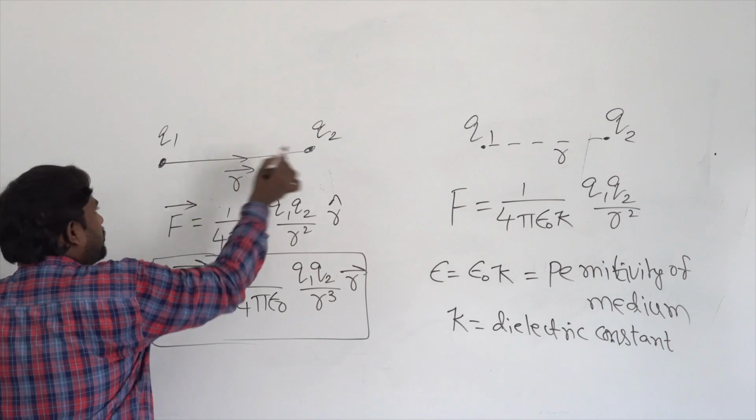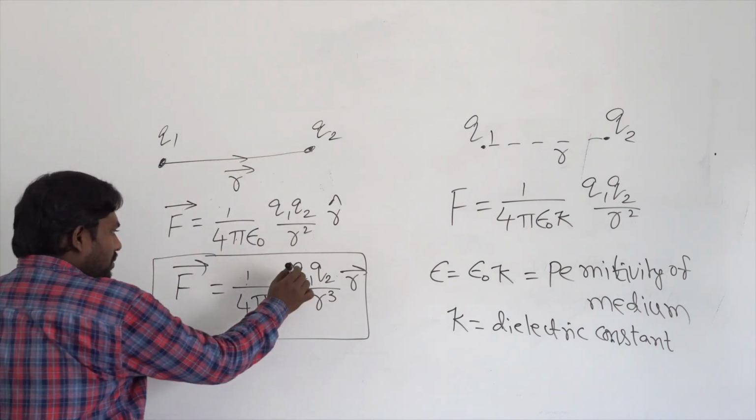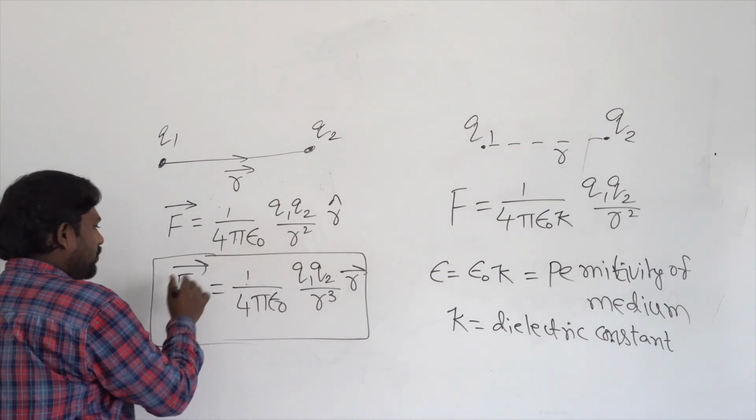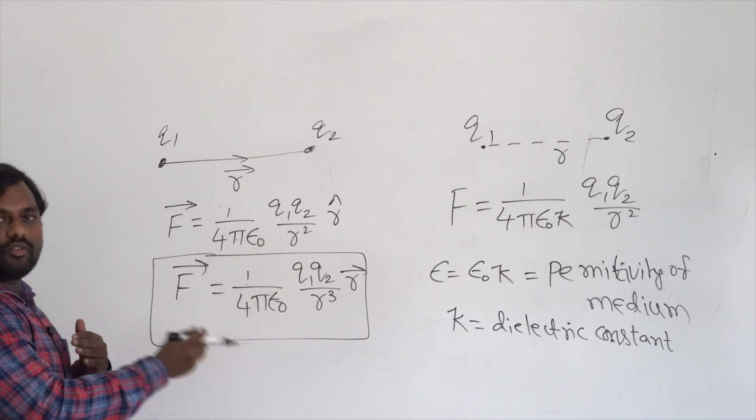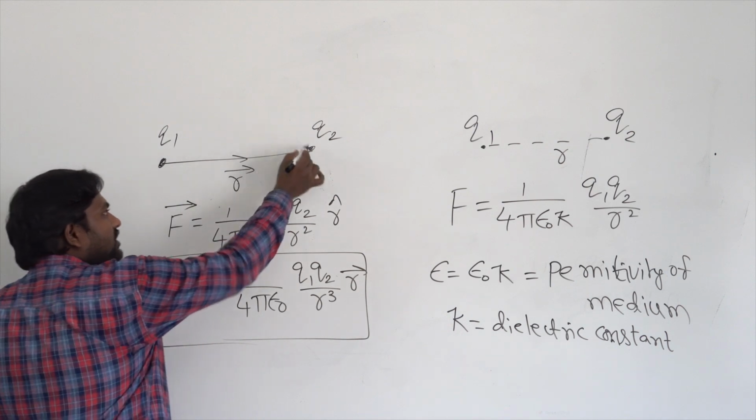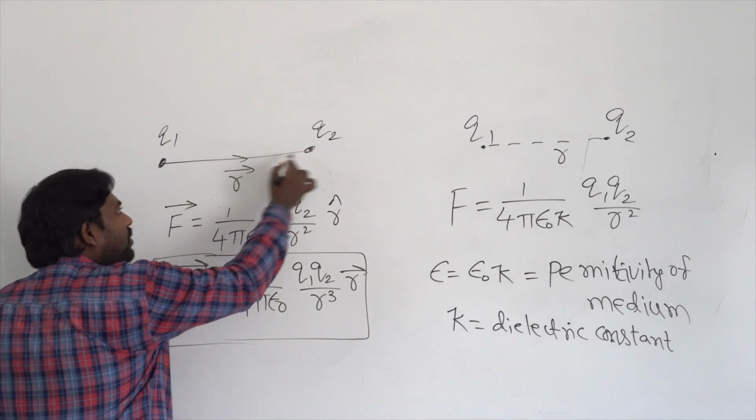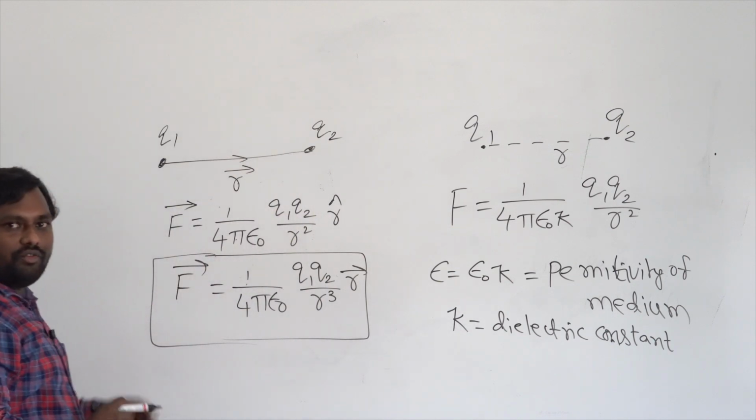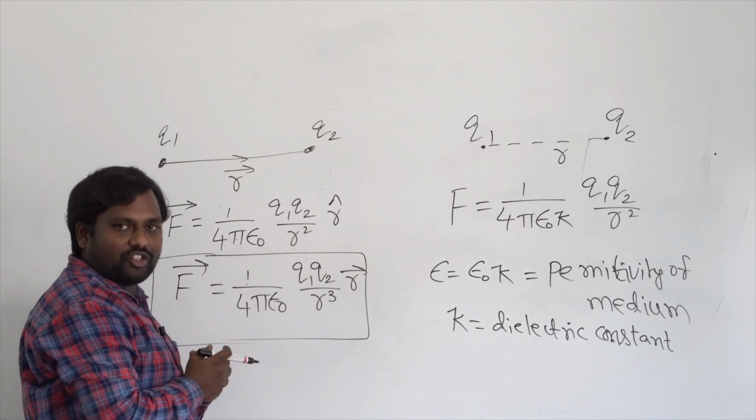Suppose this is positive and this is negative, then positive into negative gives you a negative quantity. So the force is opposite to the direction of r bar. So the force acting on this particle is opposite to r bar. That means the force on q2 is in this direction, which is nothing but a force of attraction.